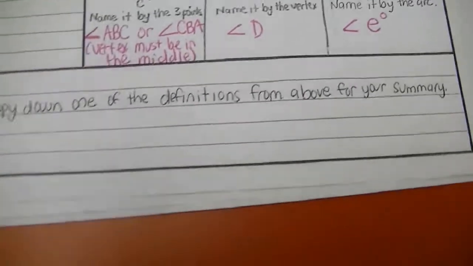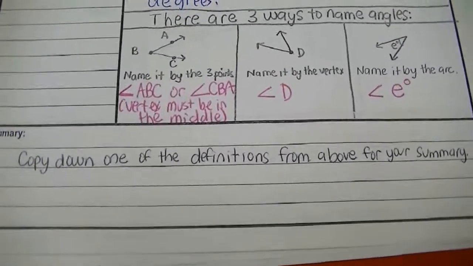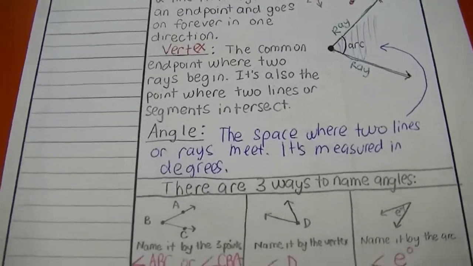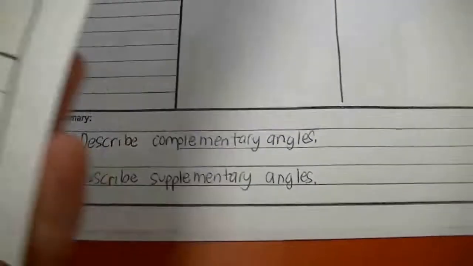So right down here for your summary, I want you to copy down one of the definitions from above for your summary. So one of those 3 definitions you see up there, I want you to copy it down word for word in that summary in a complete sentence, please. Okay, now go ahead and flip your paper over.